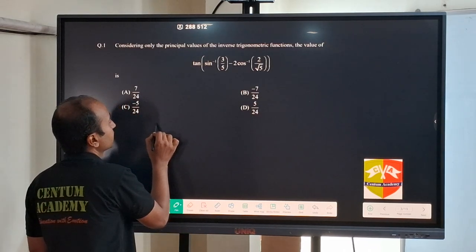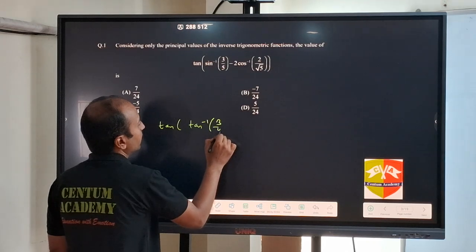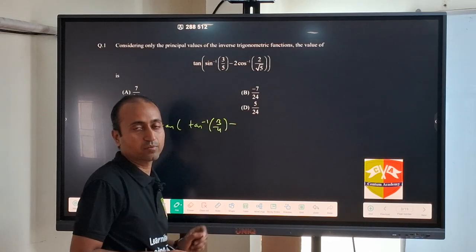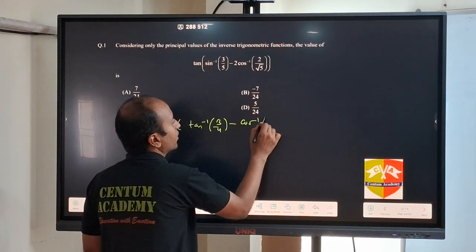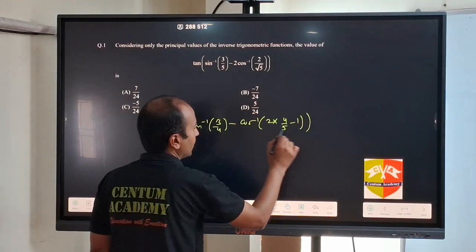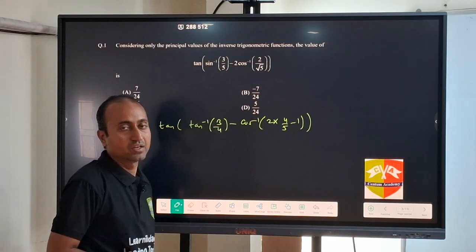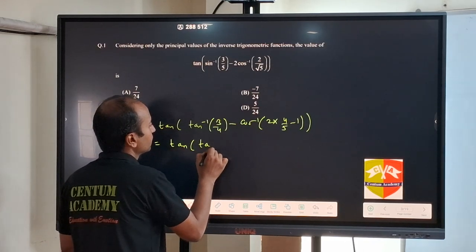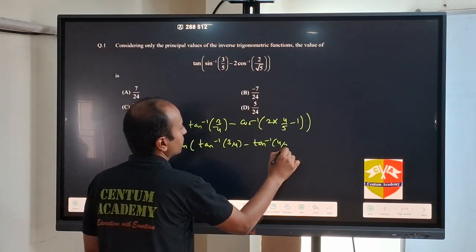So my expression is tan inverse of 3 by 4 minus, now 2 cos inverse x, here we can apply the formula of, this is equal to cos inverse of 2x square minus 1. So this will be cos inverse of 2 times (2 by root 5) whole square, which is 4 by 5, minus 1. Now this is cos inverse of 3 by 5, and similarly if you convert cos inverse 3 by 5 into tan inverse, it will be tan inverse 4 by 3. So what we have here is tan inverse of 3 by 4 minus tan inverse of 4 by 3.